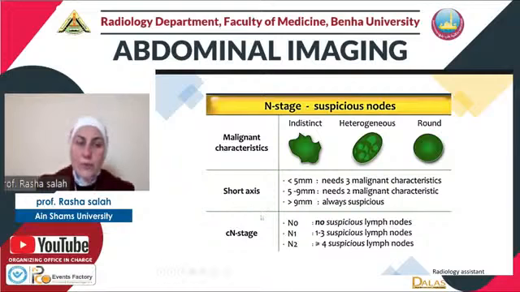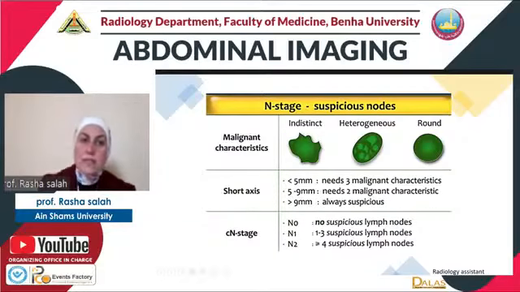Because the perirectal lymph nodes are usually small in size, if we have a size of less than 5 millimeters, we need at least 3 malignant morphologic characteristics to call this lymph node a metastatic lymph node, to avoid overstaging of these perirectal lymph nodes. But if we have lymph nodes of 5 to 9 millimeters, we need just 2 malignant characteristics.